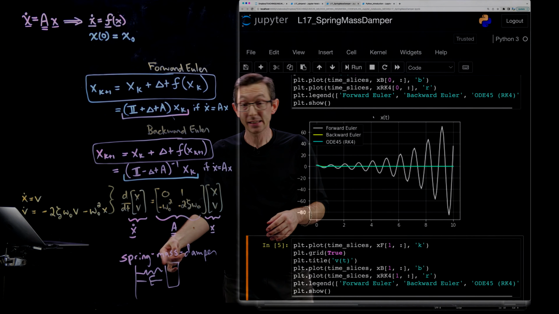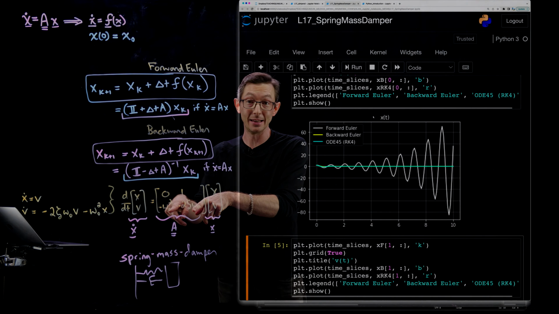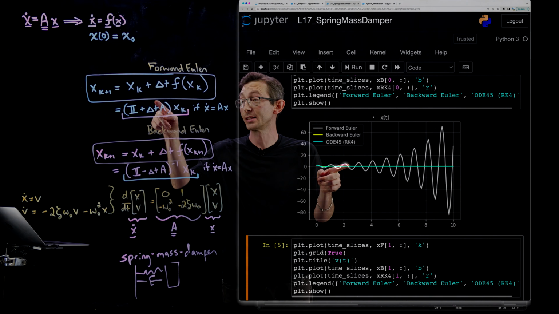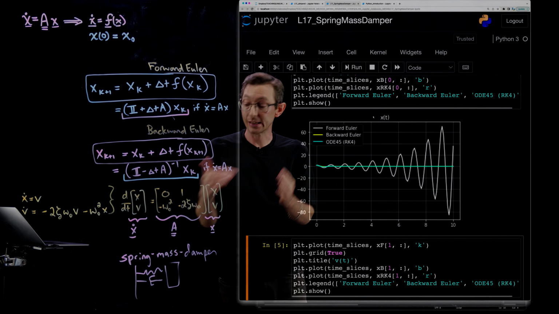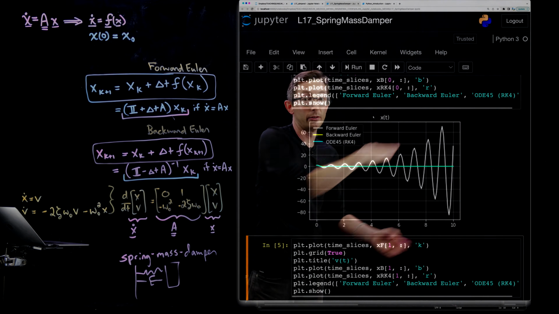And it's not like the system went unstable. The spring mass damper system is still stable. The omega and zeta didn't change. All I changed was delta t of my integrator. So the system should still be a damped oscillation, but forward Euler is blowing up to infinity.